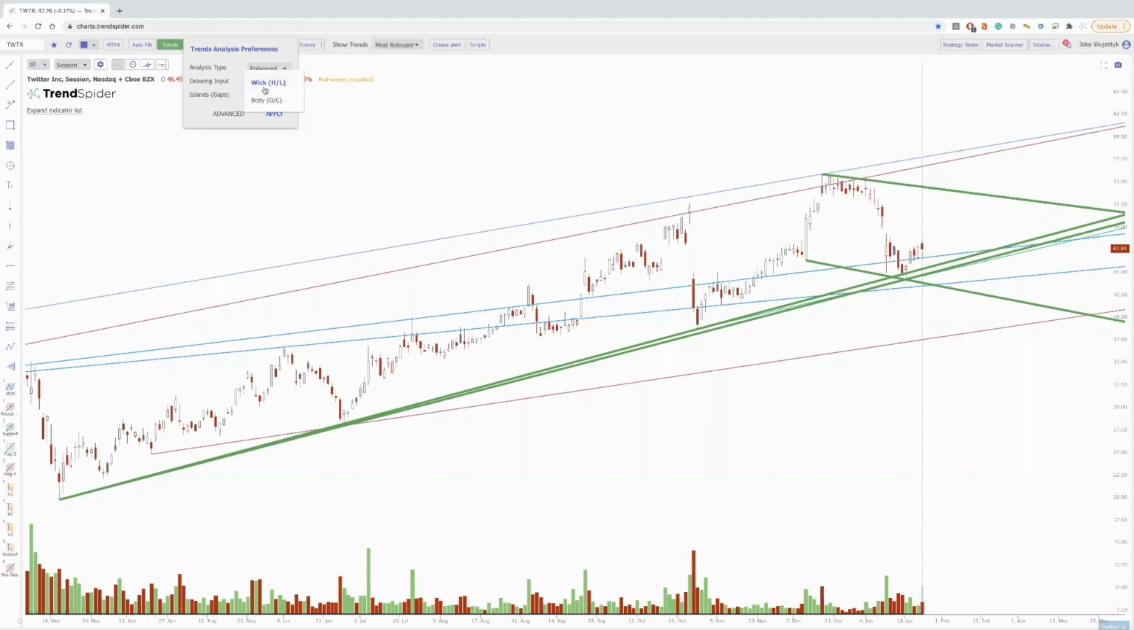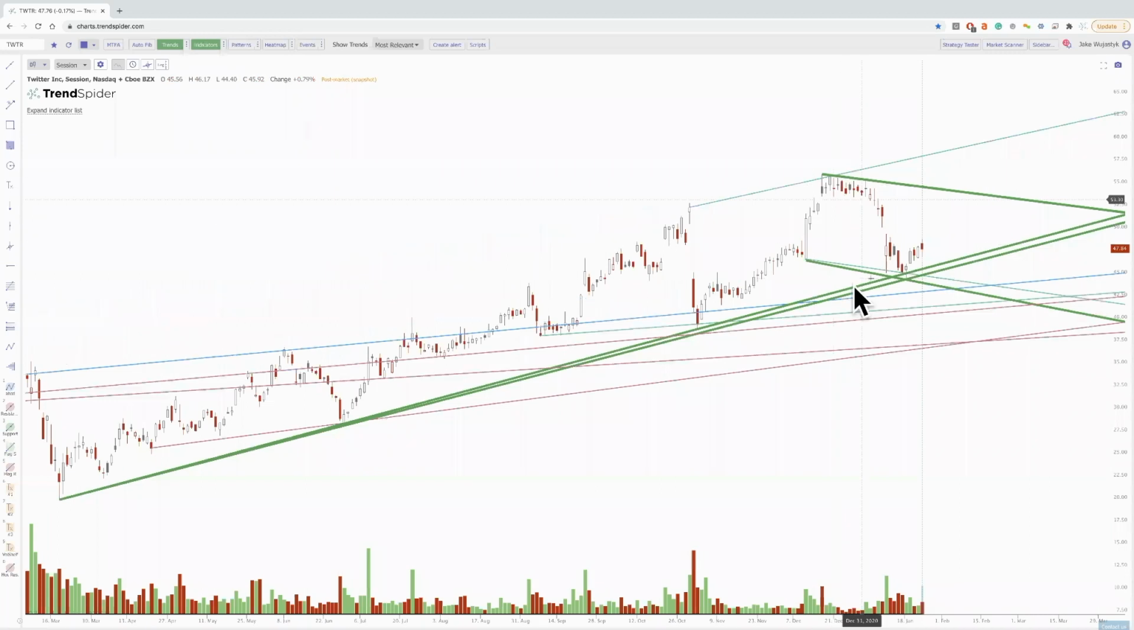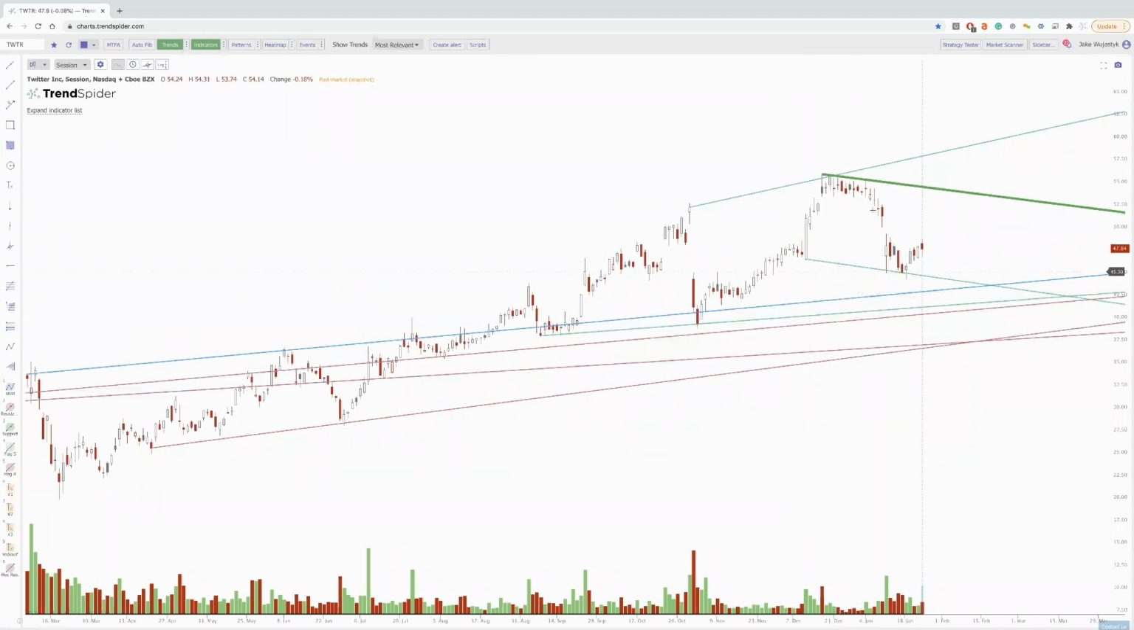Some people like to draw their trend lines wick by wick. Some people like to do it body by body. You can choose that here. And so you'll see if I choose body to body, the trend lines will change a little bit. And you'll see, well, we could even delete all of these lines right here, and we could have a completely different setup here, kind of this broadening setup that I just highlighted right here.